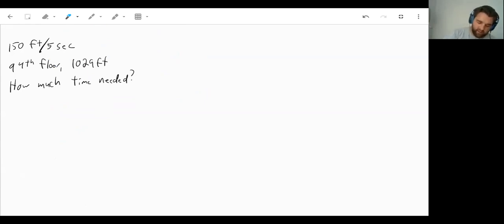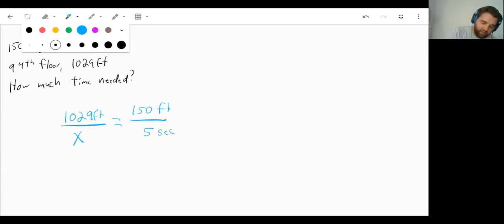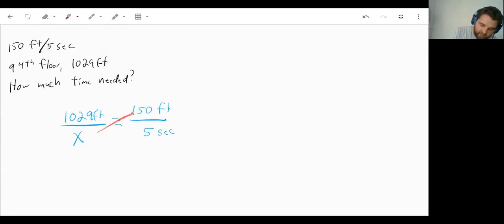Well, let's just look at it this way. So we have 1,029 feet, and we need to know how much time that takes to go that far. Well, we can set that equal to, we go 150 feet in 5 seconds. And this is one of those times when you can't really get your denominators to match. That'd be really hard. So we're going to actually just do some cross multiplication instead.